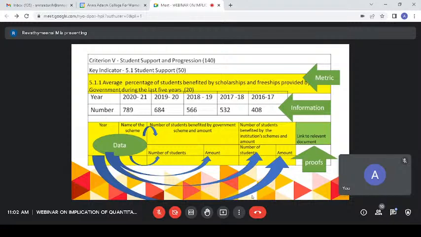In the year 2021, the students benefited were 789. In the year 2019, they were 684. In the year 2018-19, they were 566. In the year 17-18, they were 532. In the year 16-17, they were 408. What is this data telling us? What is this information telling us? This information is telling us that there is a rise in the number of students who are going for the fellowships.